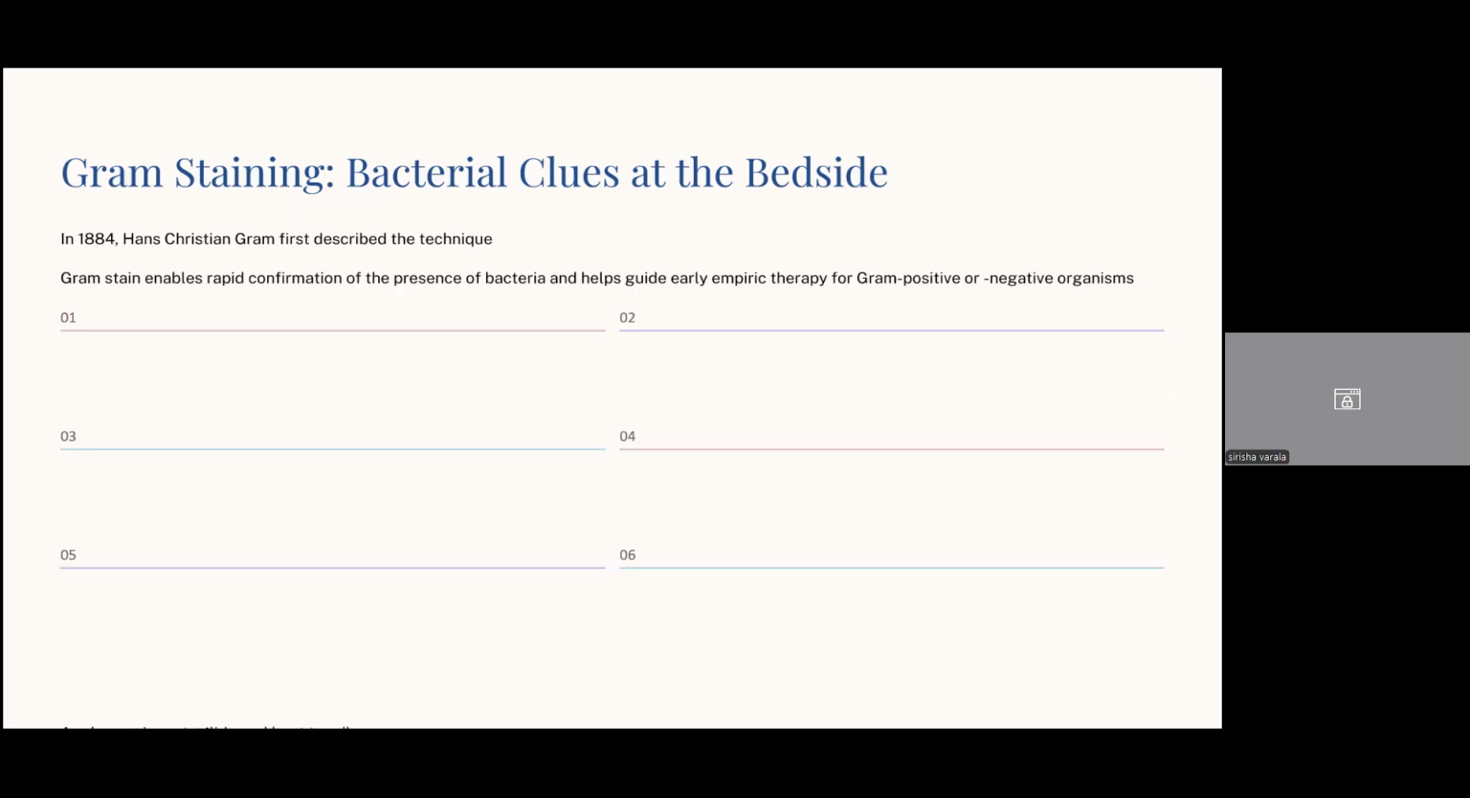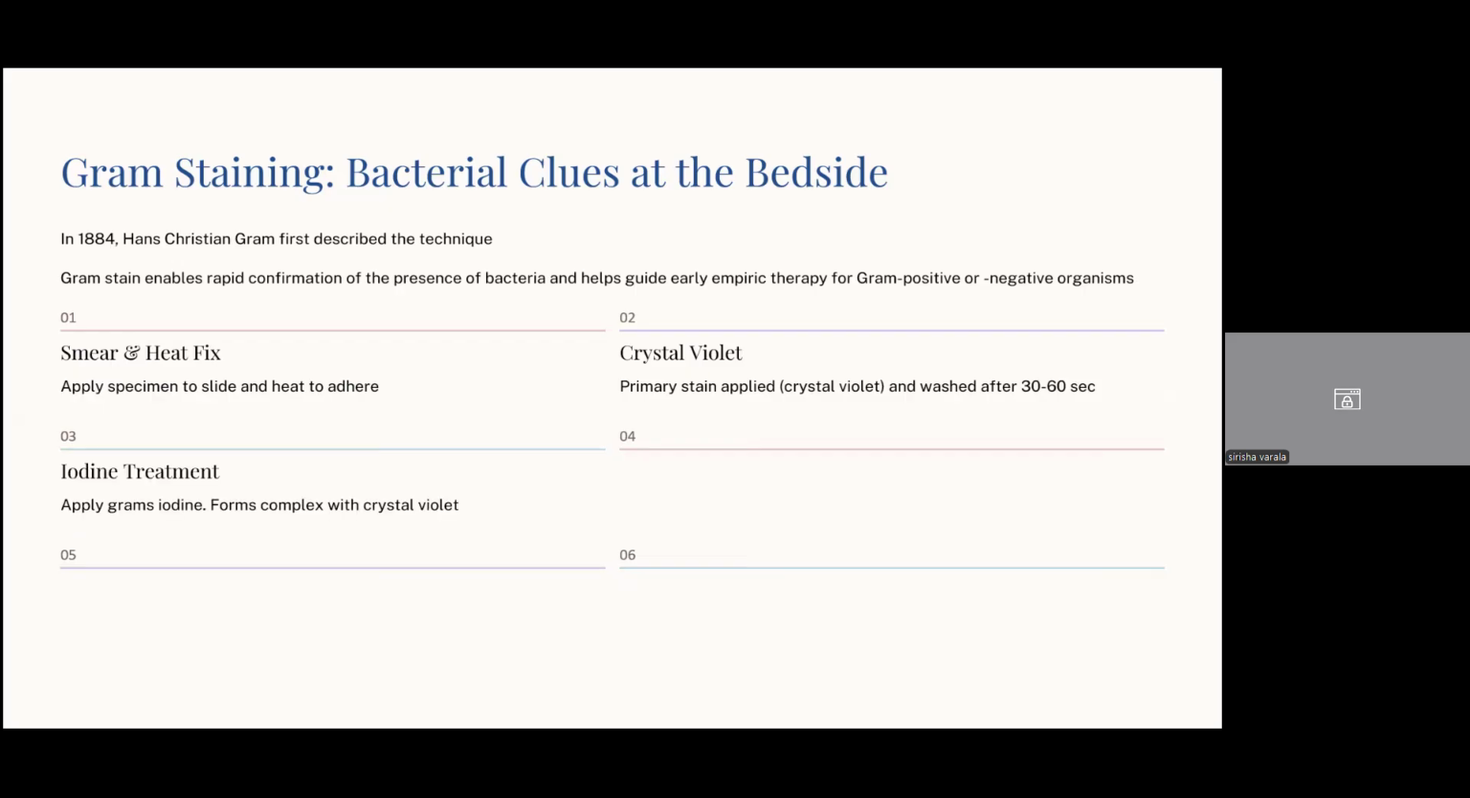So what are the steps involved here? First we take the smear and heat fix it. The specimen can be anything. It can be pus, or the base of an erosion, or the blister fluid, and we heat it to fix it. We apply the primary stain, which is crystal violet, and we wash it after 30 to 60 seconds. After that, we apply Gram's iodine. This acts as a mordant. It forms a complex with the crystal violet and helps in proper binding of that primary stain.